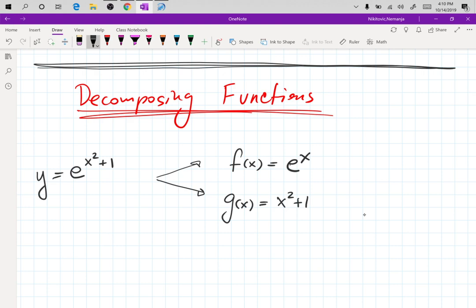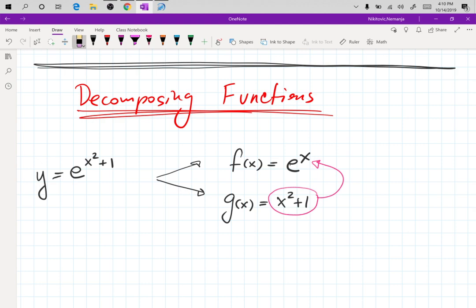So now, if you want to check this, if you take this and plug it in there, you are going to get e to the x squared plus 1. This is the skill that you need to learn. Otherwise, these derivatives are not going to go well at all.